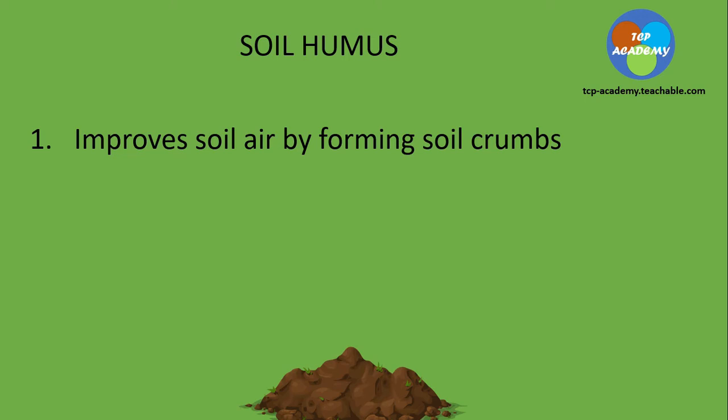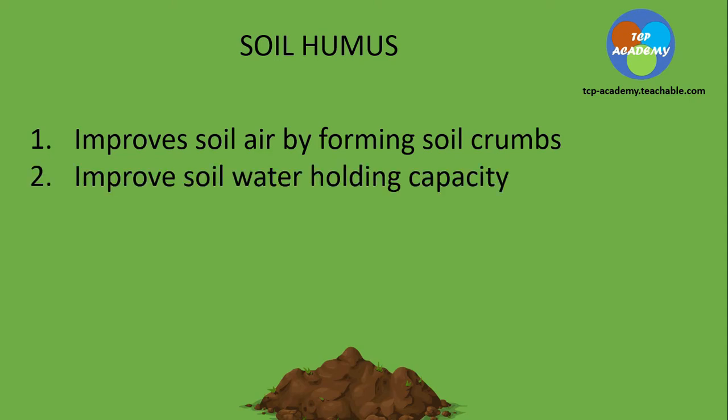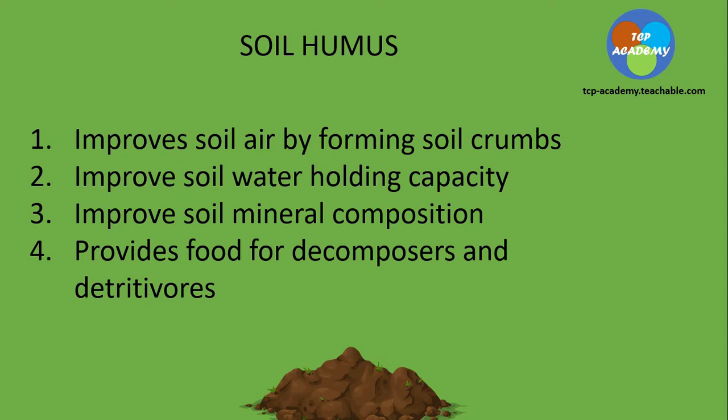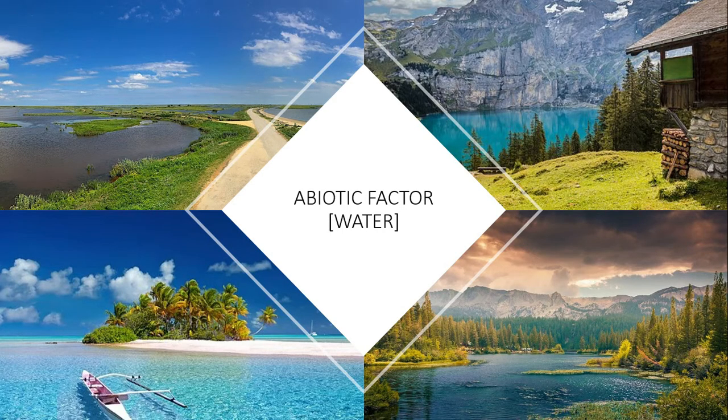Soil humus improves soil air by forming soil crumbs. What that does is allow the soil particles to come together, forming little crumbles. It improves the soil water holding capacity. Humus is made from the biological remains of organic content. It improves soil mineral composition. It provides food for decomposers and for detritivores, and it forms a home for a lot of soil organisms.